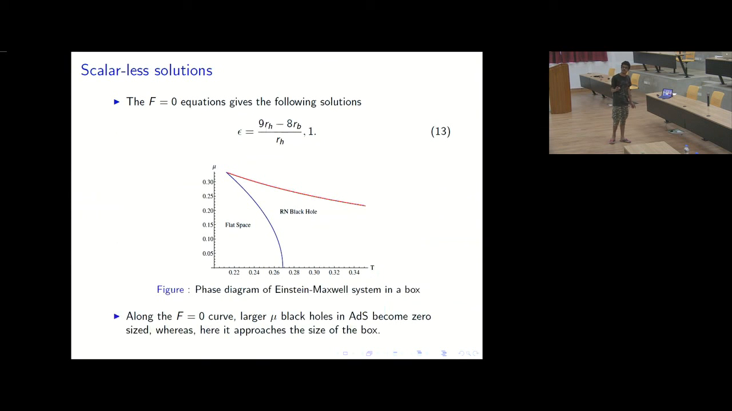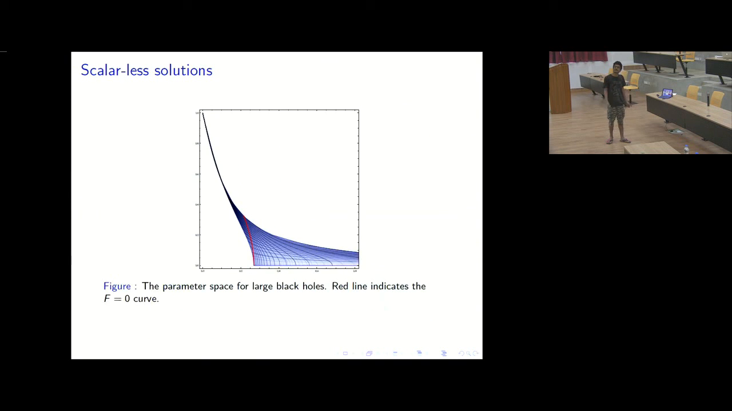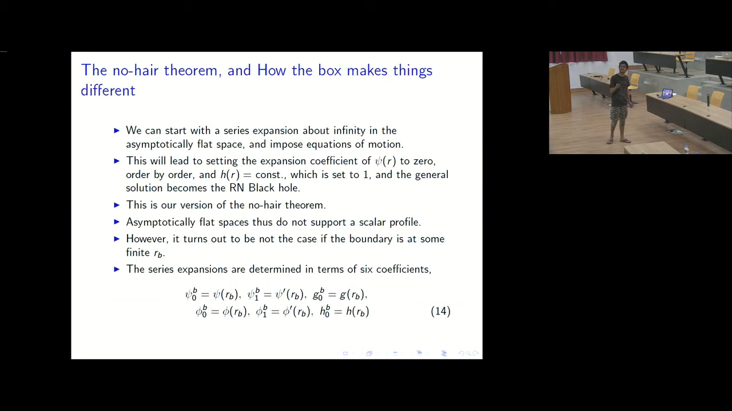Okay, so now let's see how the box is making things different even within the flat space case. If we are looking at the no-hair theorem, what one could do is take the equations of motion that you get from the action, and take RB, which is at infinity, and do a series expansion of all the functions.